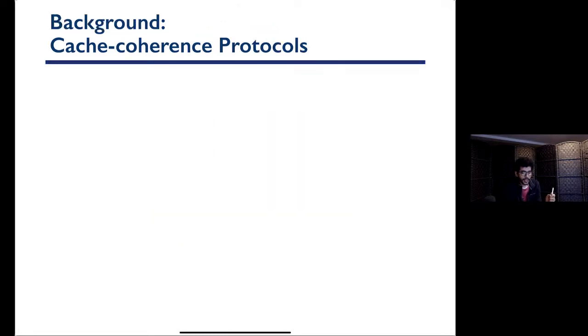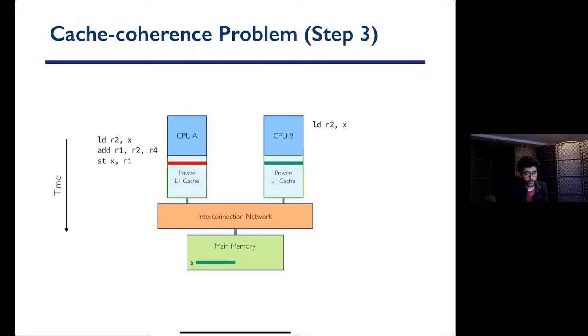Now, let's say CPU B wants to execute this line again. What should happen? In reality, we should look at this, but unfortunately, this is in the private cache of CPU A, so it's not possible for CPU B to look at it. So if CPU B goes and looks at this data, this is wrong data.